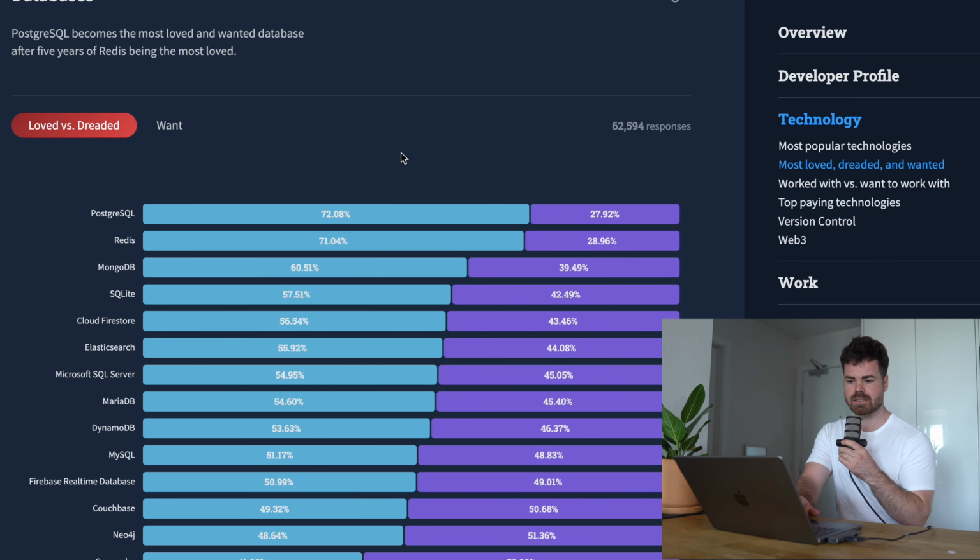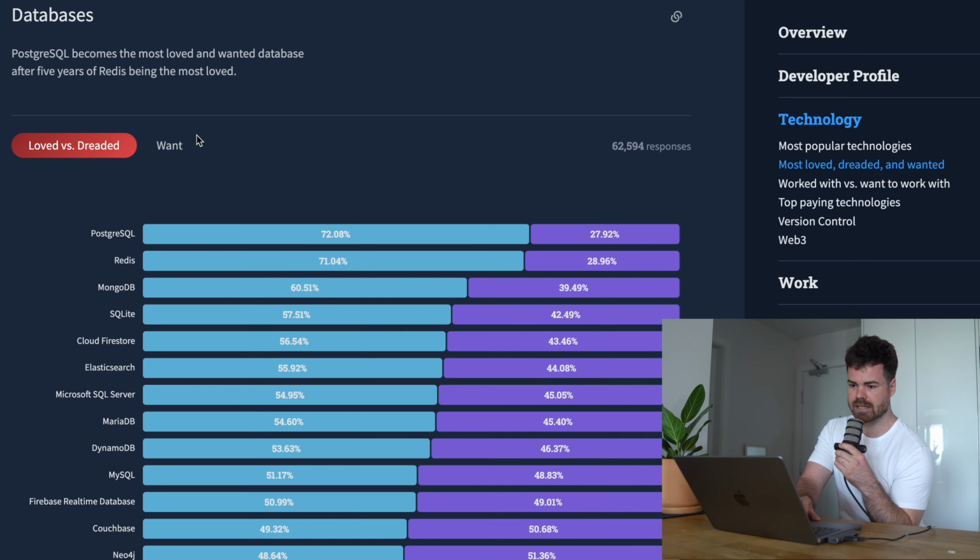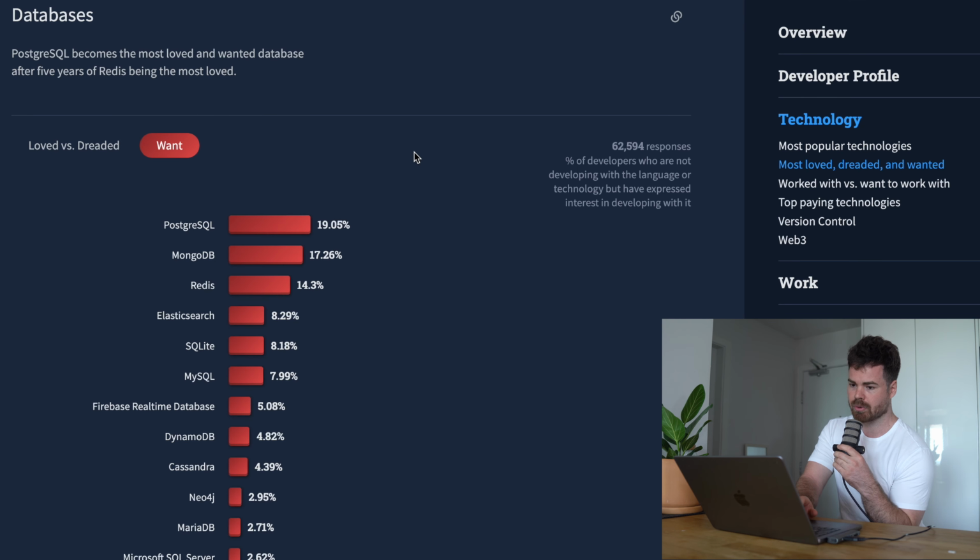Within databases, Postgres and Redis are coming in as the most loved. Within wanted, Postgres, MongoDB and Redis are also coming in as the top three.